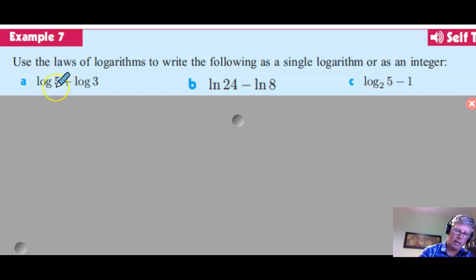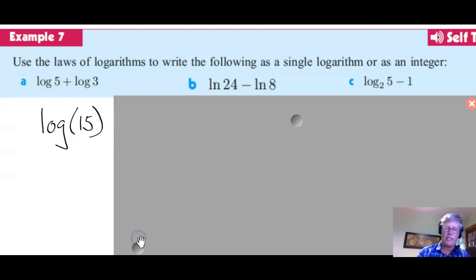This looks like we're adding logarithms. The rule of adding logarithms is multiply those arguments. So, is that easy? I am not expecting anything more. All right, let's go to the next one. Actually, you give it a shot. I'll give you a second to pause.